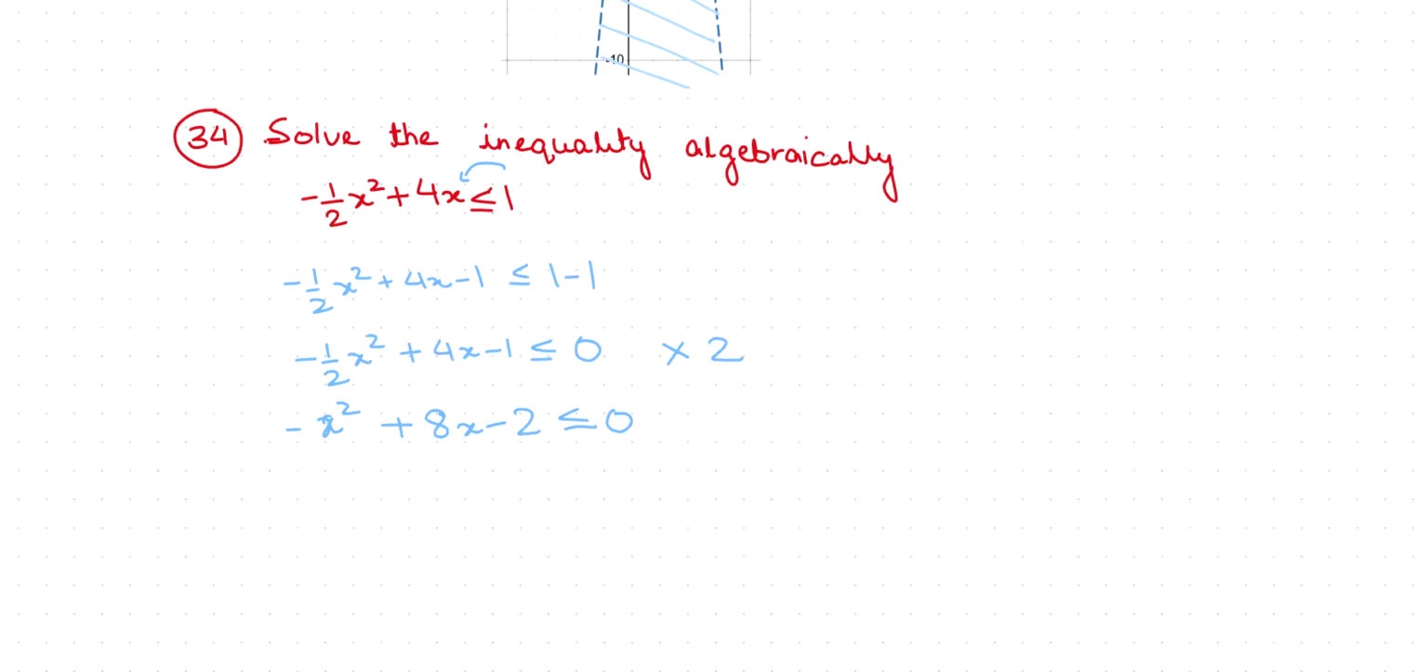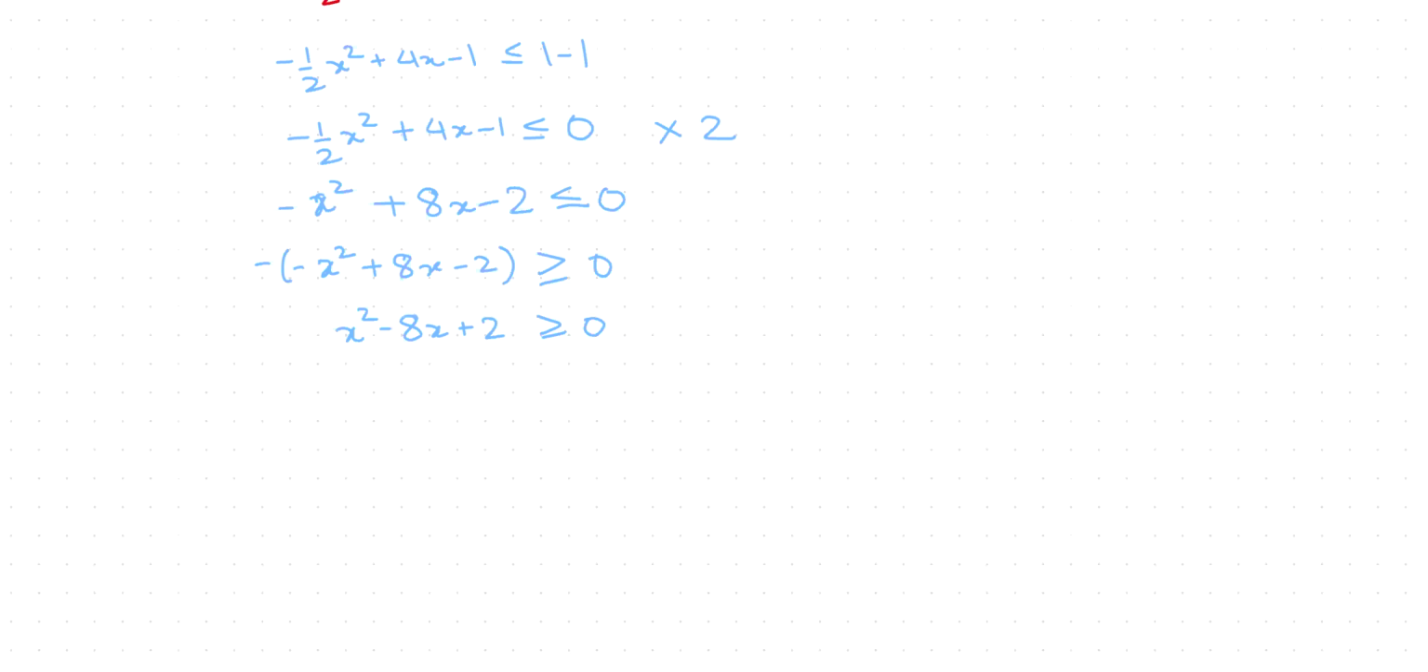Now we can multiply this equation by negative, and if we multiply by negative, we will change the sign. So this gives greater than or equal to 0. So we get this equation. Now let's replace this greater than or equal to with an equal to sign to get the critical values.